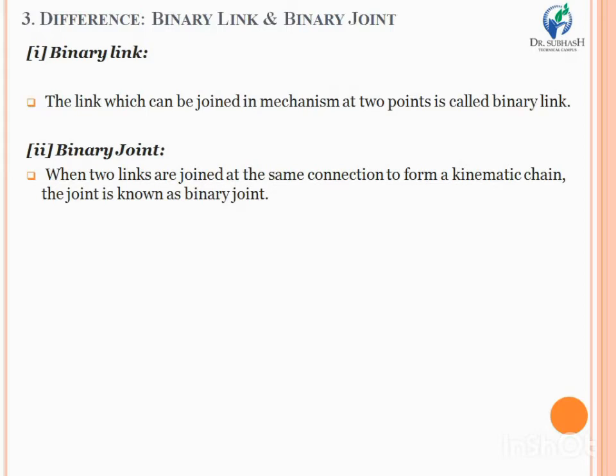Whereas in case of a binary joint, when two links are joined on the same connection to form a kinematic chain, that particular joint is known as a binary joint. So this is the little difference between a binary link and a binary joint. In simple terms, we can say that a binary link is joined at 2 points, whereas a binary joint is the joint through which we can assemble two links at the same point.